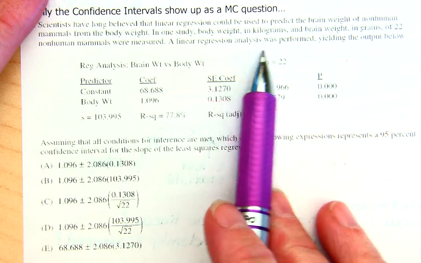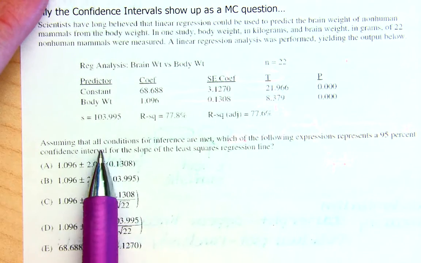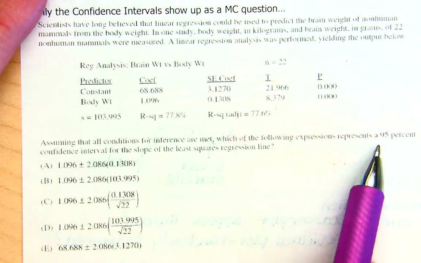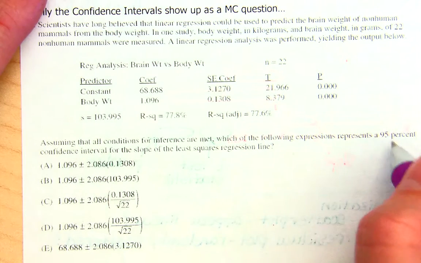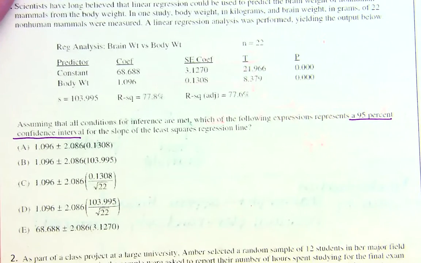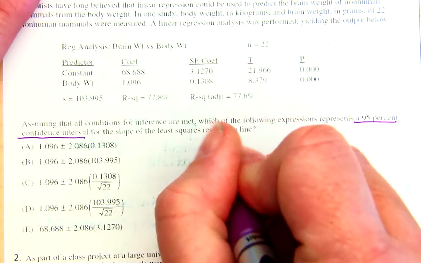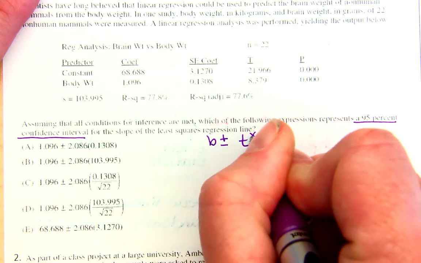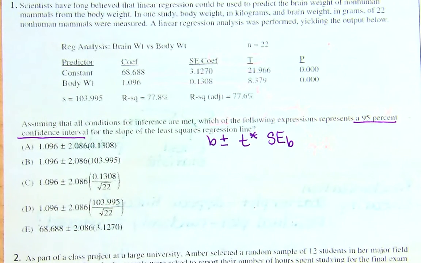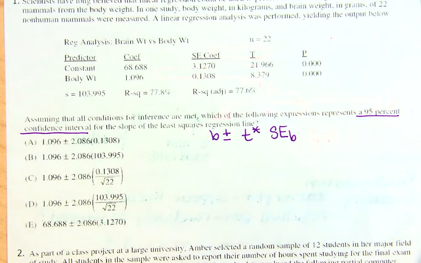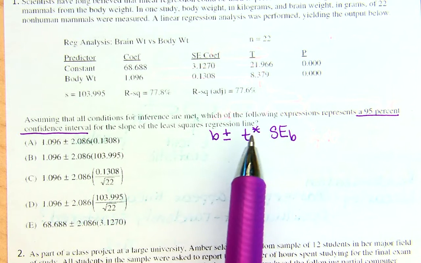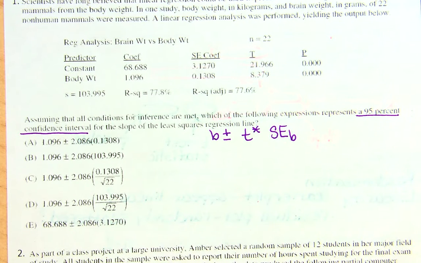We're looking at the linear regression analysis here, and they want to know, if all the conditions are met, just assuming that's taken care of, which of the following expressions represents a 95% confidence interval for the slope of the least square regression equation. So I know to calculate this is going to be that b plus or minus the t times standard error of b. That's my formula. That's what these should be written in this form. So I should be able to look at these equations and see what do they think is b, what do they think is my test or my critical value, and what do they think is this standard error.